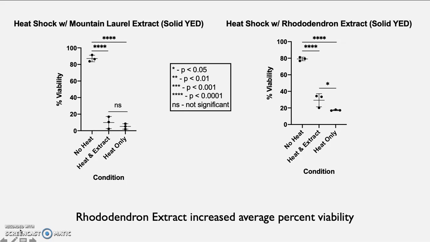So with the mountain laurel extract, there was no significant difference in the percent viability between the groups, meaning that the extract did nothing for the cells' protection. On the other hand, on the right graph, the rhododendron extract had a significant effect in protecting the cells from stress. So the rhododendron extract increased average percent viability.